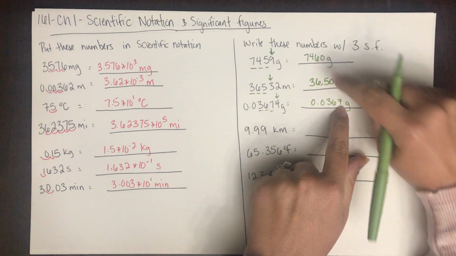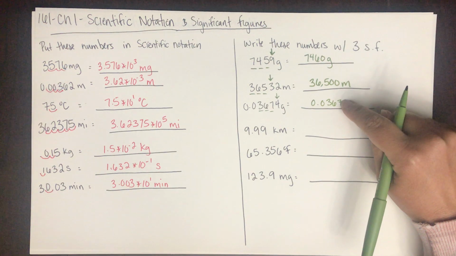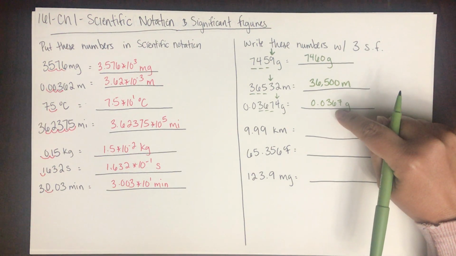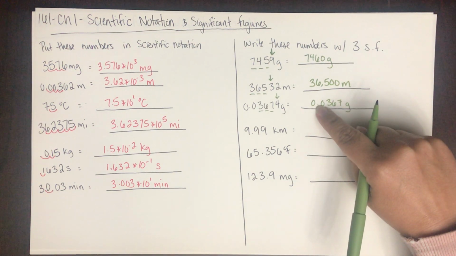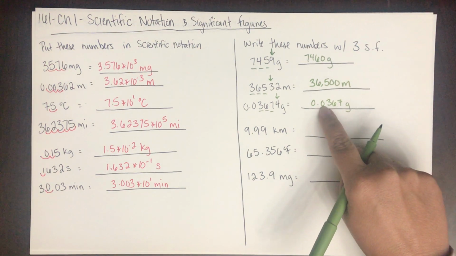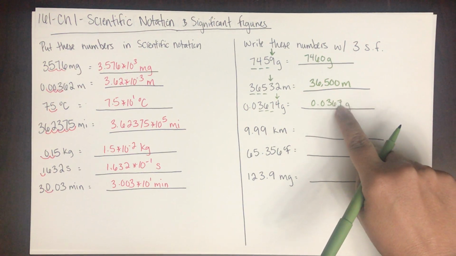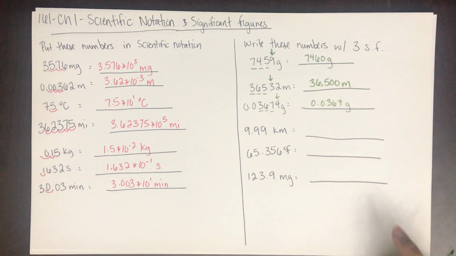Putting a 0 here, 0.03670 would make this have 4 significant figures because there's a decimal place here. This 0 before the non-zero number is not significant. The 0 after the significant figure would be significant. So this is the correct way.